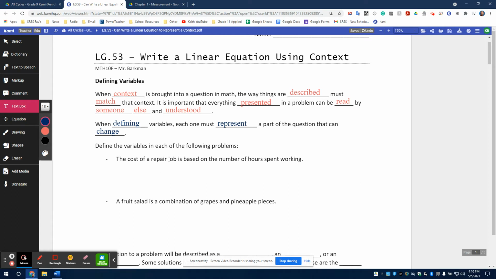Here's a couple of problems, and we're going to look at defining our variables. The first one states the cost of a repair job is based on the number of hours spent working. Well, there are two things there that could definitely change. One of them is the number of hours spent working. So we're going to label that as our x. X is the number of hours spent working.